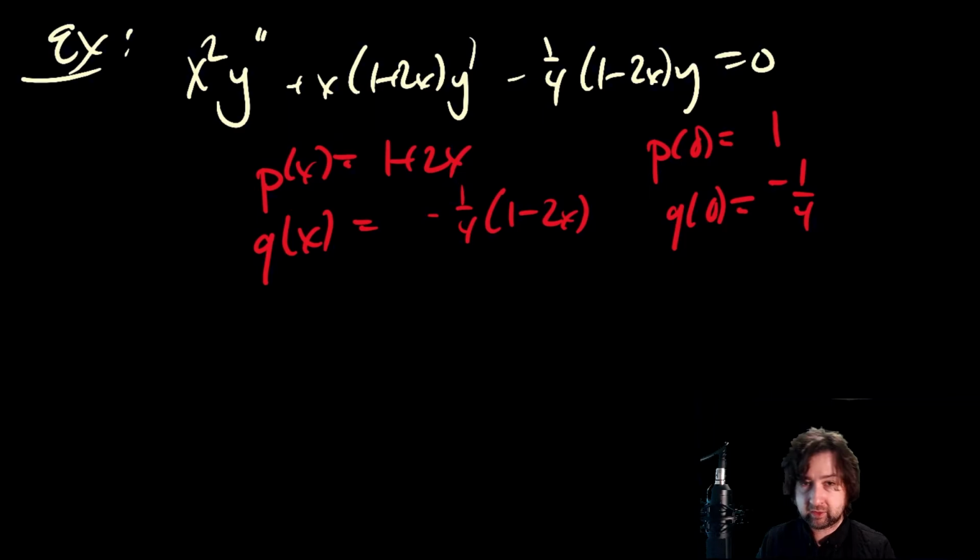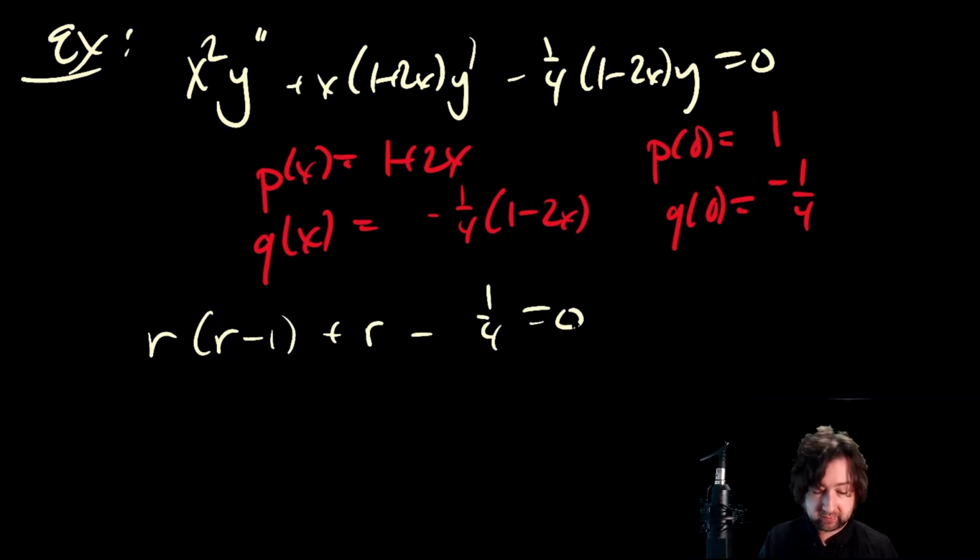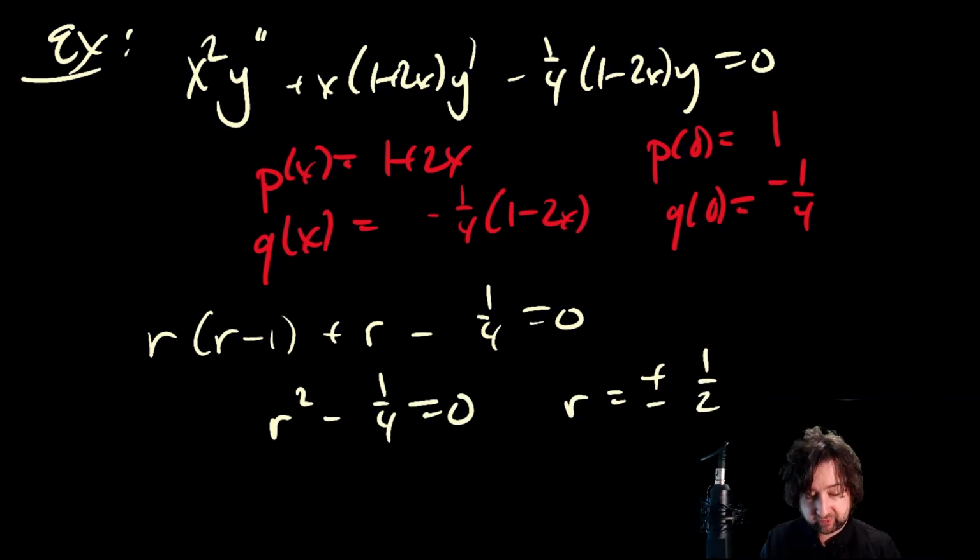When you write those into the indicial equation, what you're going to get is r times (r minus 1) plus r minus 1/4 is 0. That's going to collapse into the equation r squared minus 1/4 is 0. So r is equal to plus or minus 1/2, which differ by n equals 1.